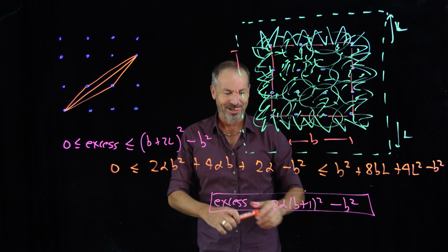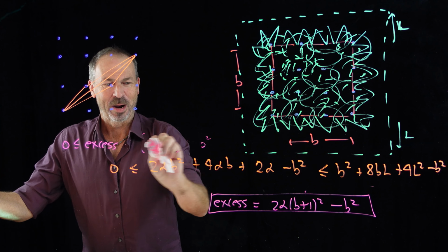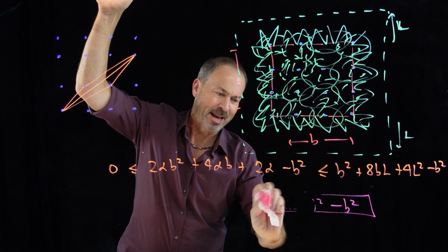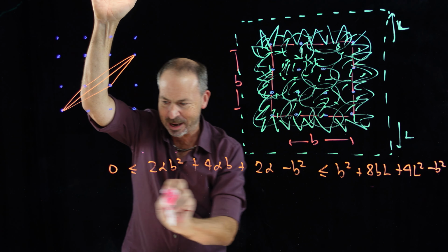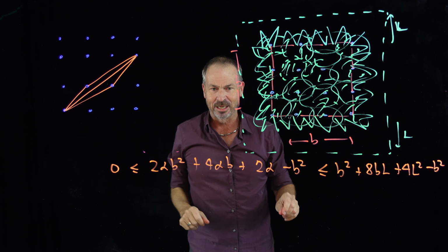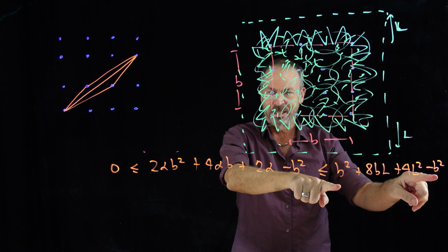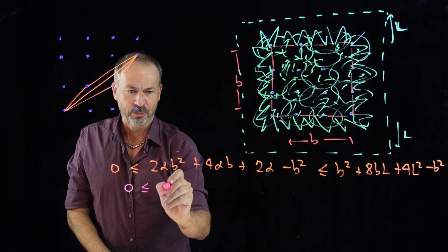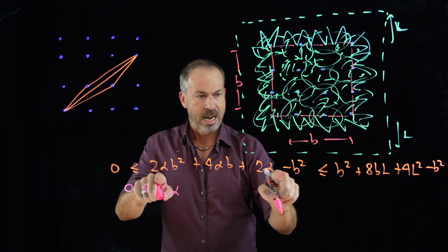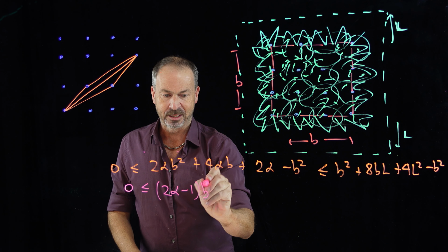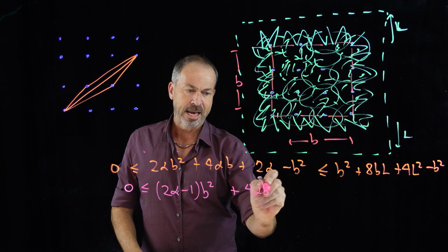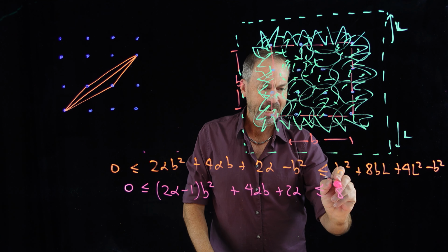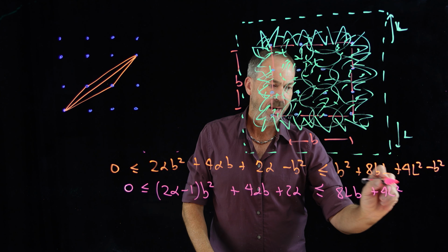All right, so I've got this crazy formula. Where is James Tanton going with this? Well, he's trying to see what alpha is, remember. We want to know what that actual area of the triangle is, but I'm claiming there's got to be some lovely information in here. For example, I'll get rid of b squared and b squared. So what I'm really saying right now, I'll go back to pink: 0 is less than or equal to (2 alpha minus 1) b squared, plus 4 alpha b plus 2 alpha, and that's going to be less than or equal to, the b squareds cancel, 8Lb plus 4L squared.